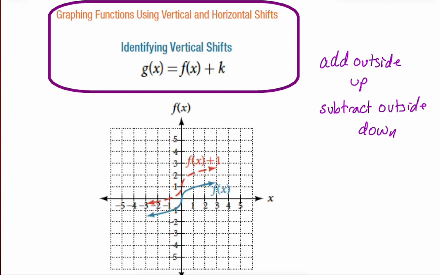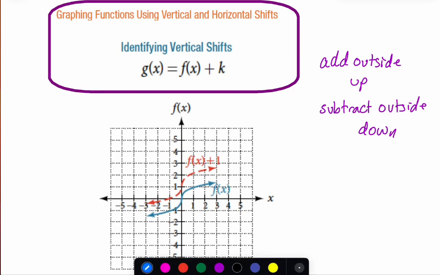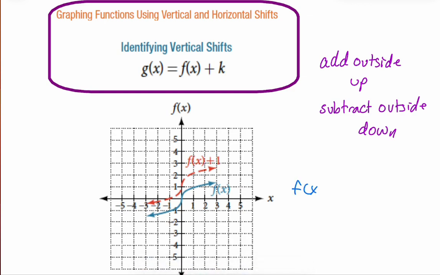So let's say that the one you see in blue is our parent function. That looks a lot like a cube root, so let's assume it's that. And when I say on the outside of the function, so outside of the cube root, it looks as if they have moved that up 1. So that plus 1 would be on the outside of the function. Okay, so that is how we can move things up or down.